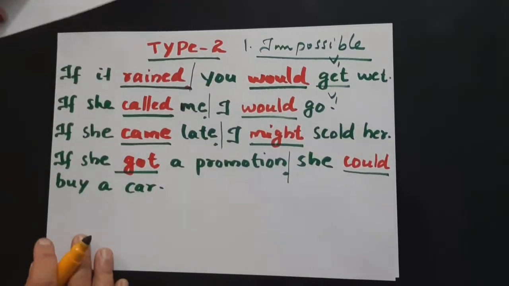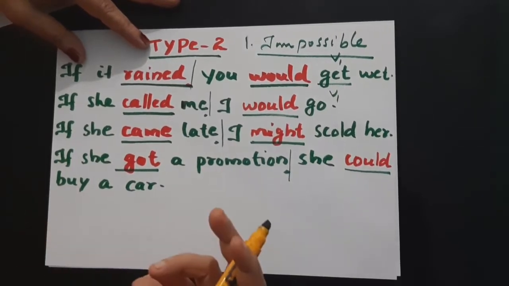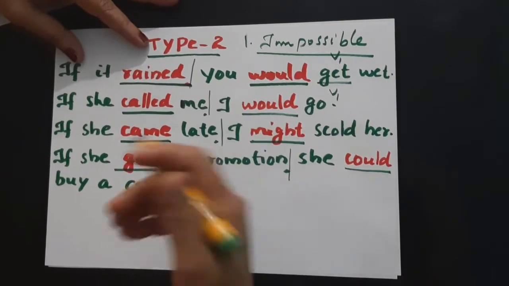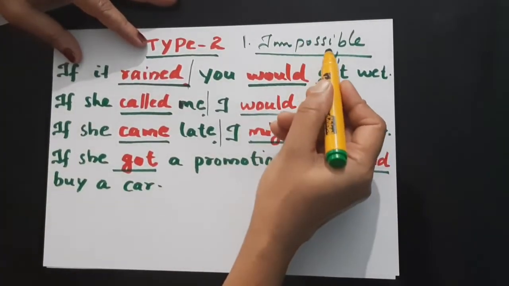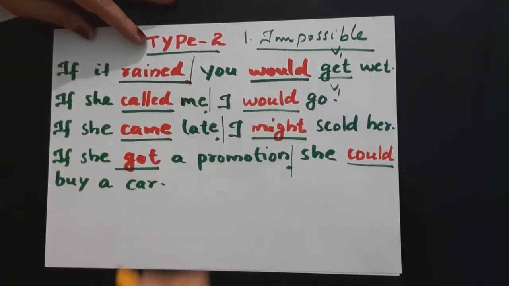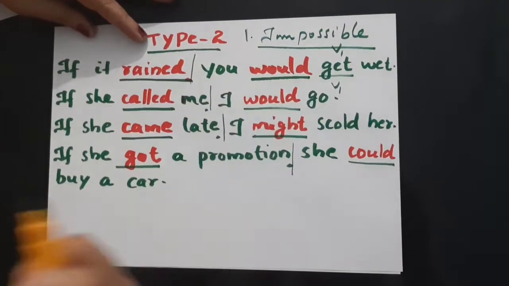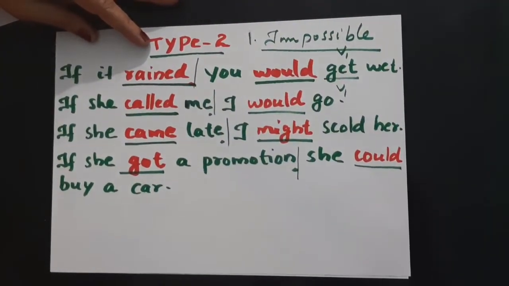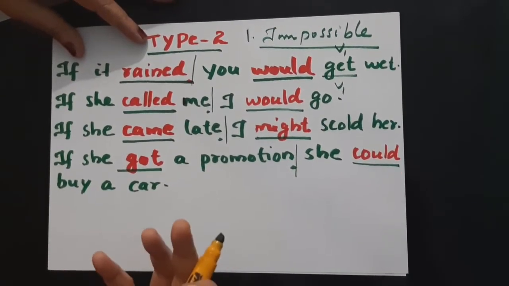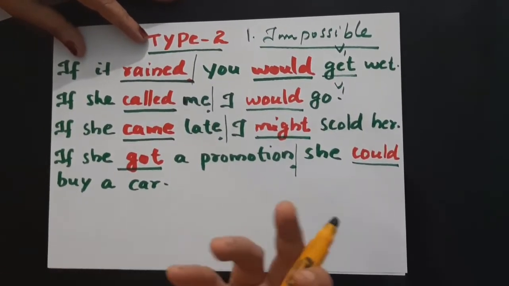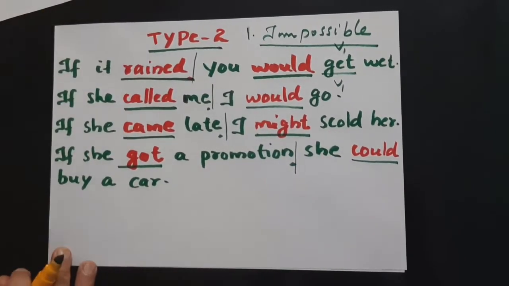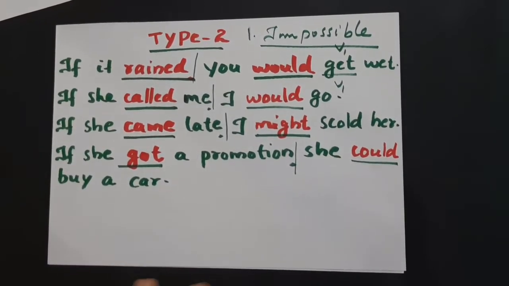See, in all these sentences, we discuss some facts that are unlikely to happen. That is an impossible condition or improbable condition. In all these examples, we discuss some impossible or improbable conditions. See, if she got a promotion, actually she didn't get the promotion, and so it is impossible for her to buy a car. That is it.